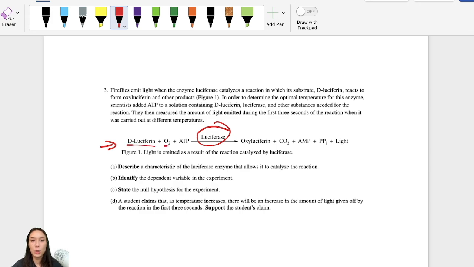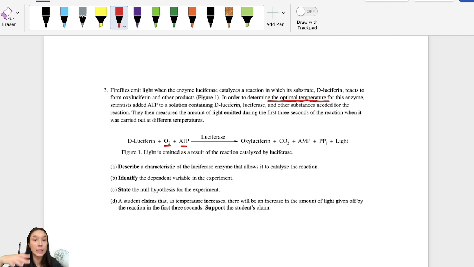D-luciferin is going to react with O2 and ATP. Luciferase is going to catalyze it. You're going to make oxyluciferin, CO2, AMP, and then finally light. You need to understand the parameters of this reaction. So what they did was they tried these. They were trying to determine the optimal temperature. So this is really important because this is the goal of the experiment. They wanted to determine the optimal temperature that this enzyme works at.